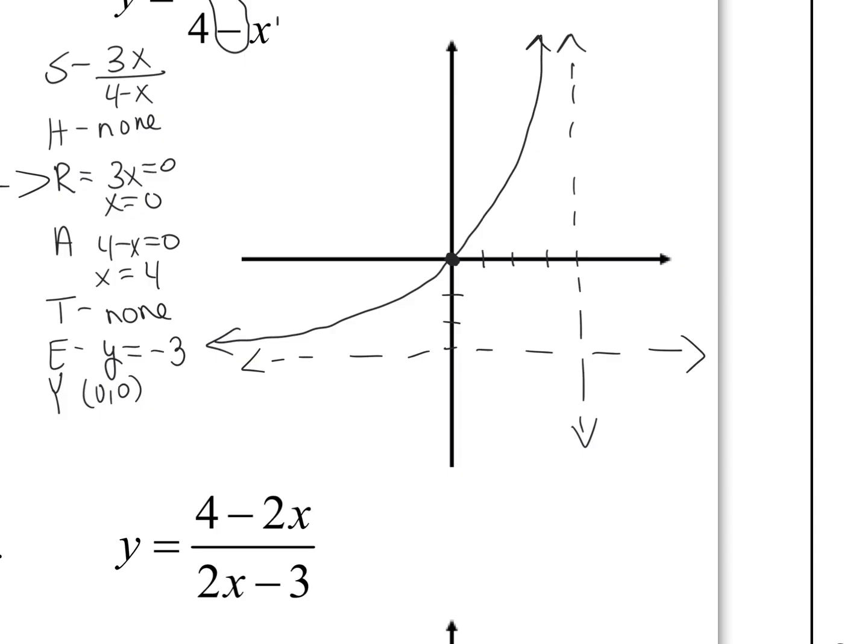Since we don't have anything squared, where does the other branch go? Does it go above or below? Below. Keep in mind, if it went above, it would have to cross the x-axis as well. We don't have a root there, so there's no way it could go above. So those are 2 things that confirm it for you.